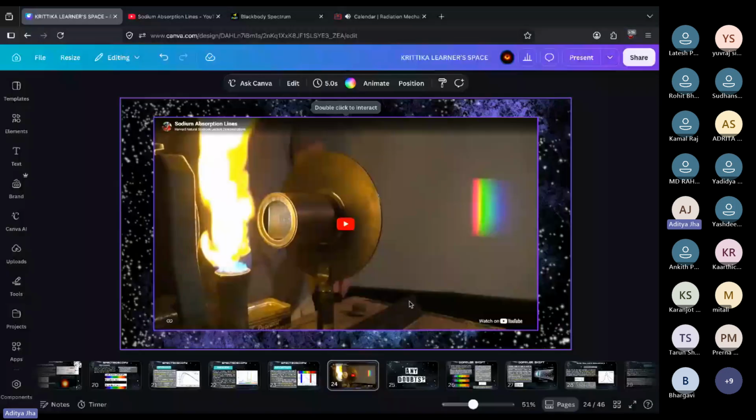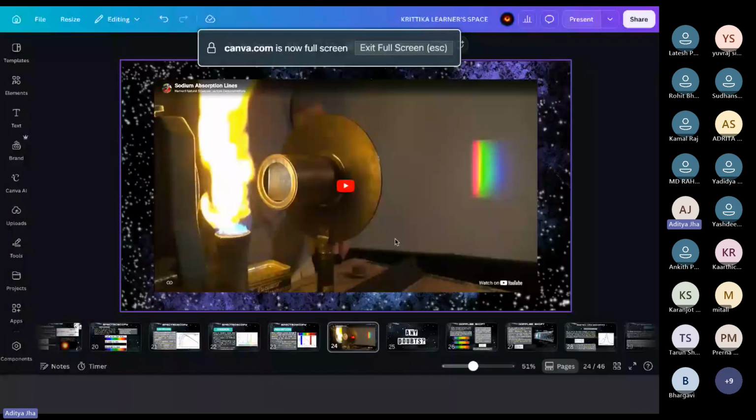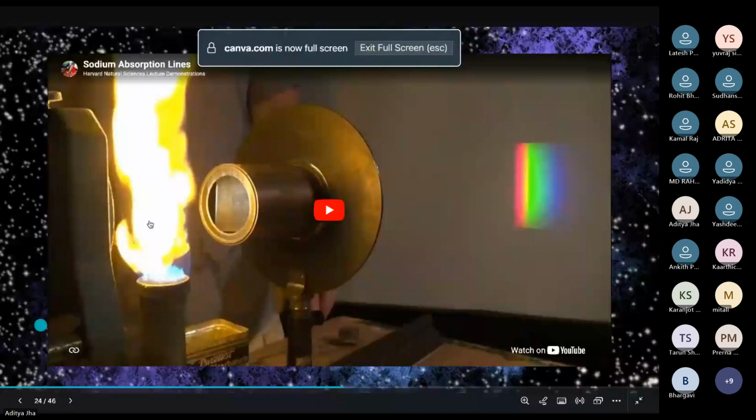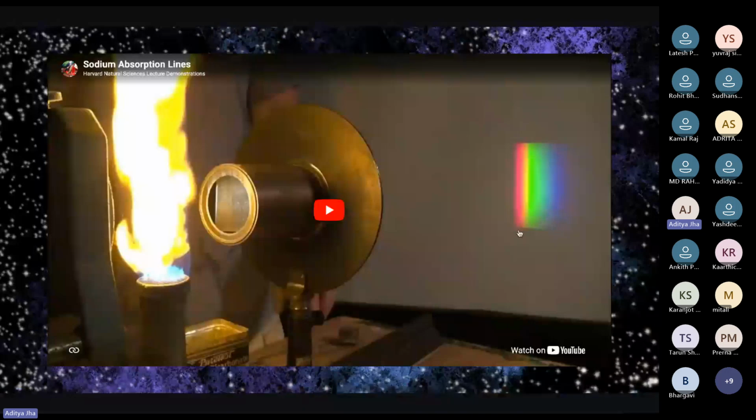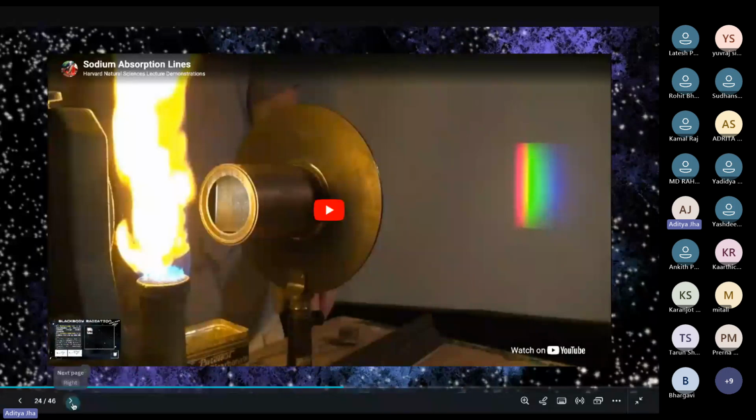So you can see here that absorption lines are being formed because of that sodium there, right? As you saw in that video, the sodium was basically absorbing the light passing through it, and it was creating a dark line. That's a good example of how absorption lines are created.